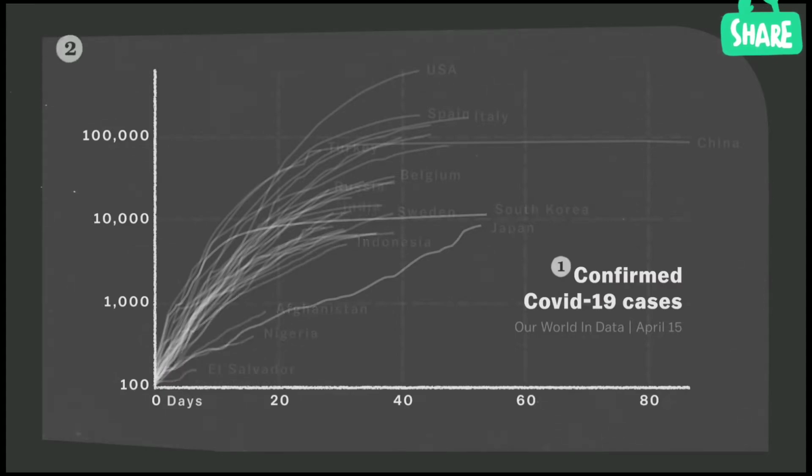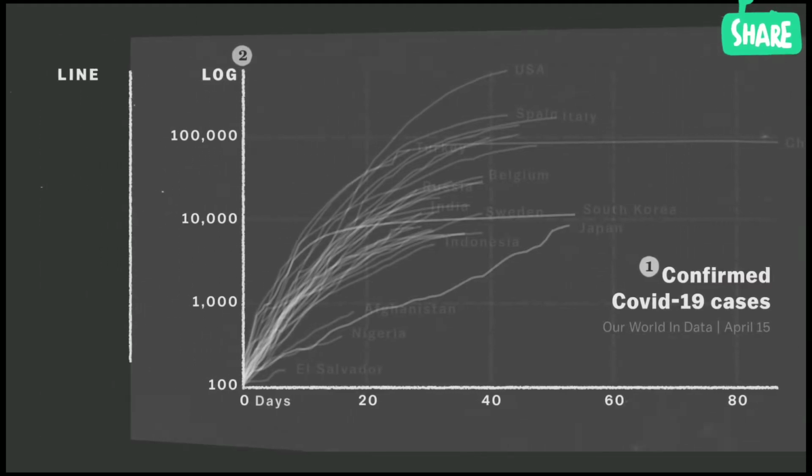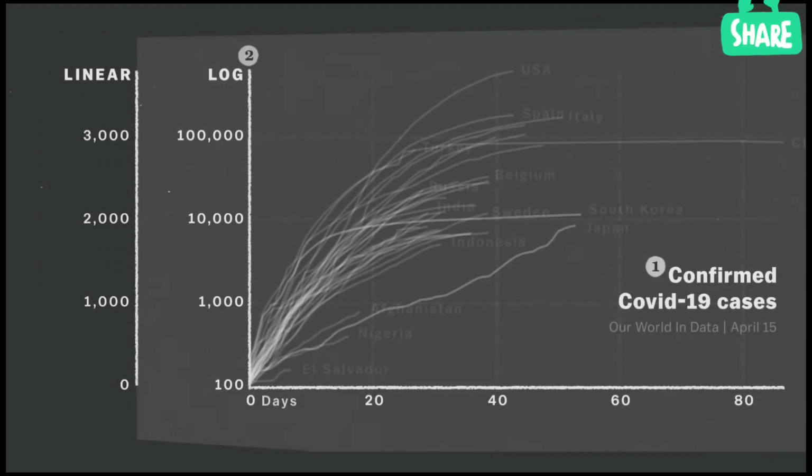The second thing to know is that the scale for the y-axis on this chart is a bit different from most charts. It's called a logarithmic or log scale. On a typical linear scale, you divide the space by adding the same value over and over. The log scale is made by multiplying a value, in this case 10. 100 times 10 is 1,000, times 10 is 10,000, times 10 is 100,000.